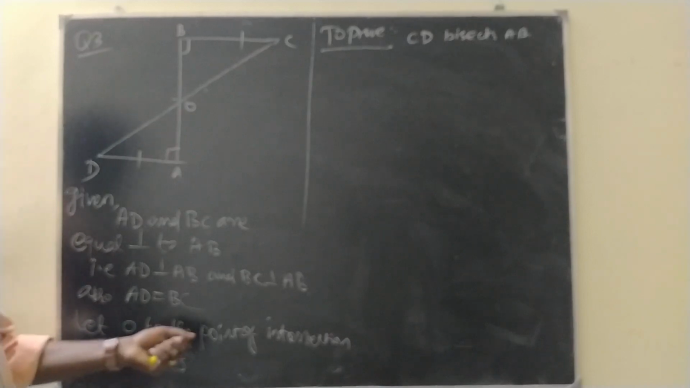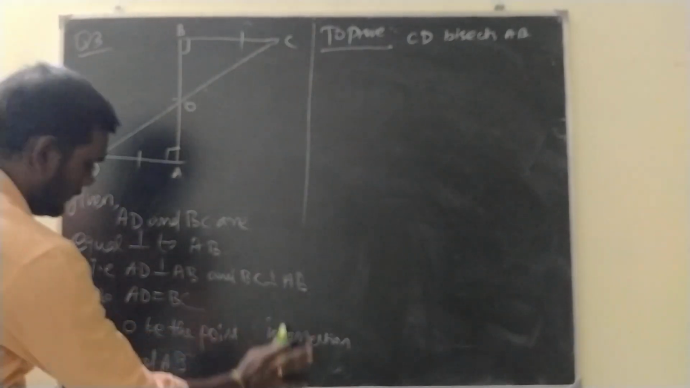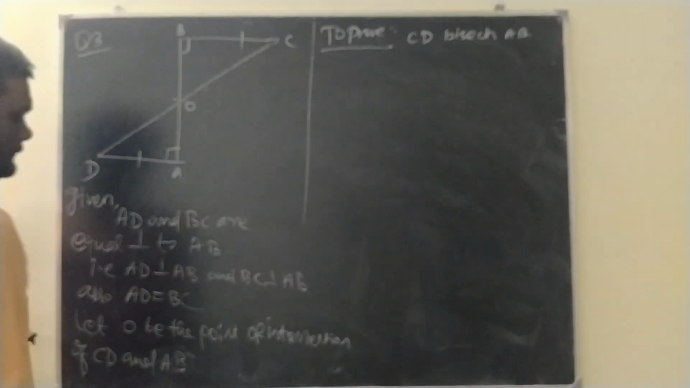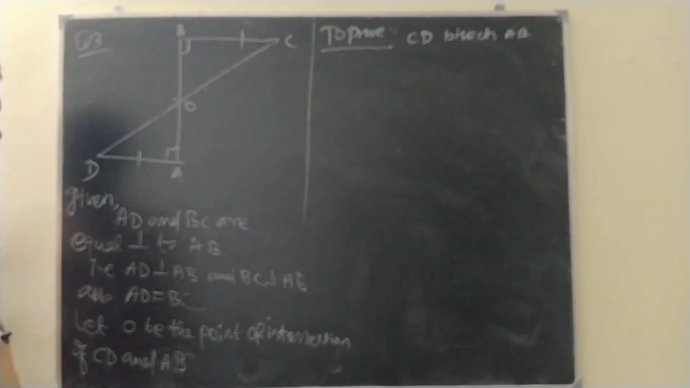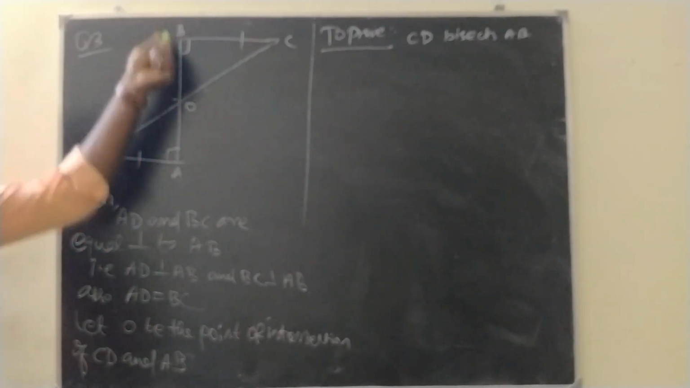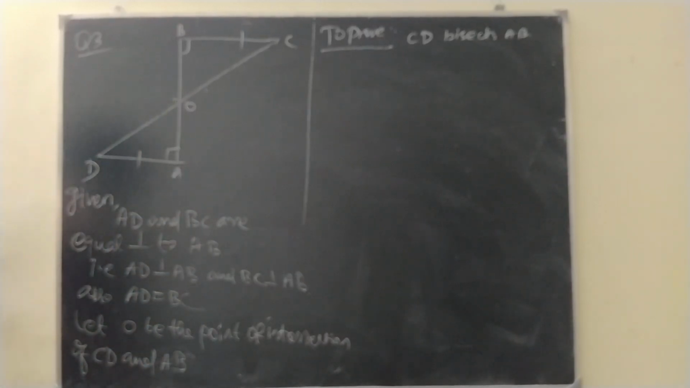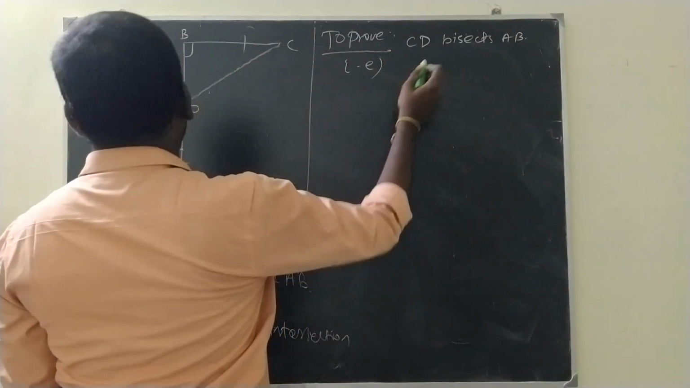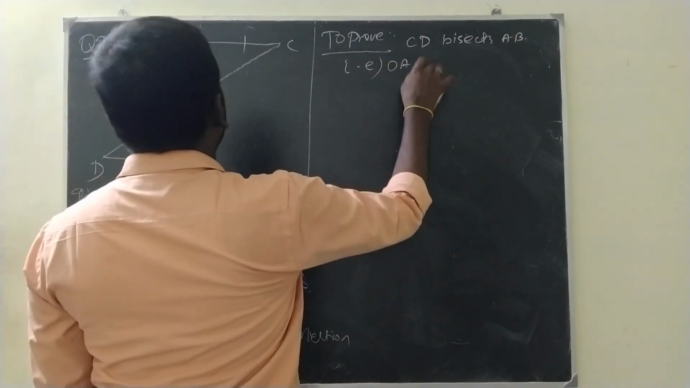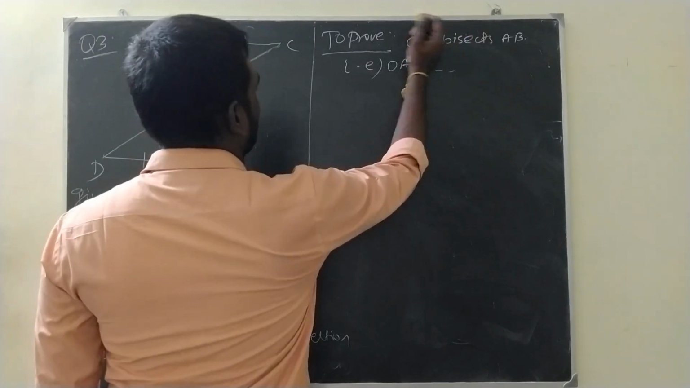Yes, let O be the point of intersection. CD and AB intersect at O. So CD bisects AB, that is OA equals OB, we need to prove.